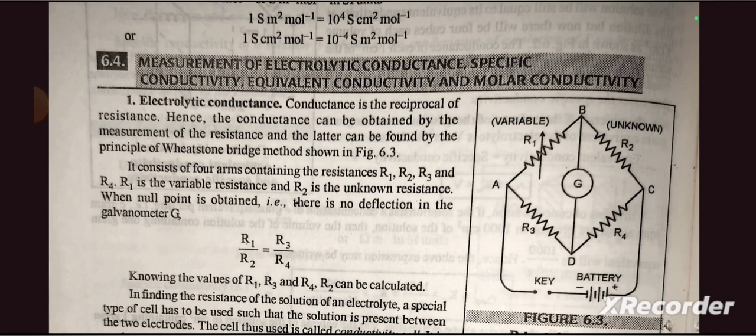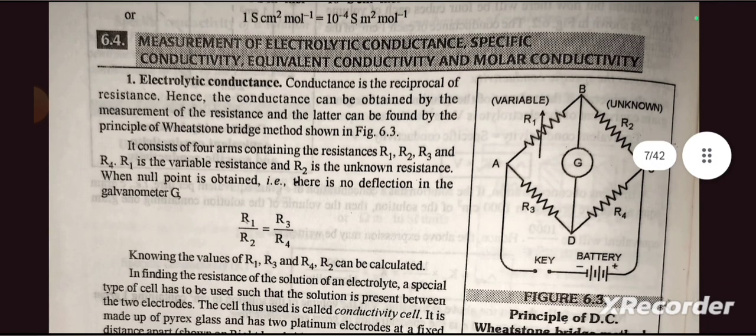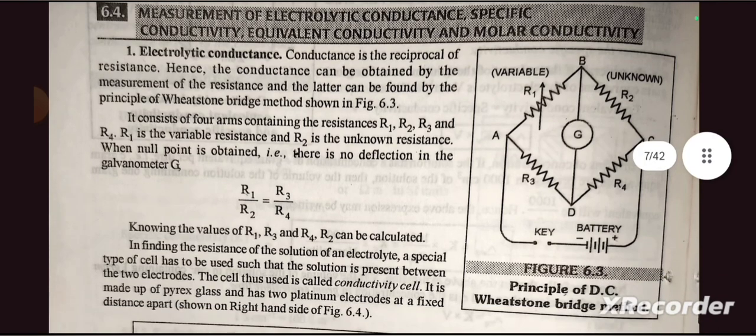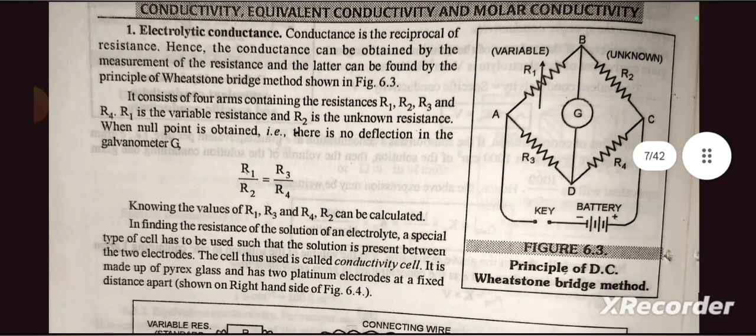6.4 Measurement of electrolytic conductance, specific conductivity, equivalent conductivity and molar conductivity. First, electrolytic conductance. Conductance is the reciprocal of resistance, and the conductance can be obtained by the measurement of the resistance, and the latter can be found by the principle of Wheatstone bridge method shown in figure 6.3.